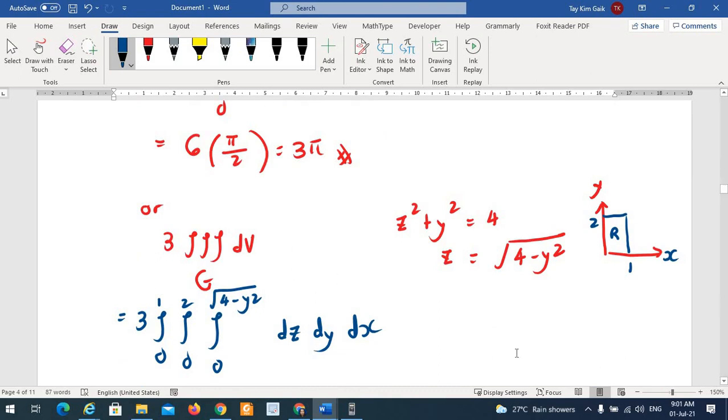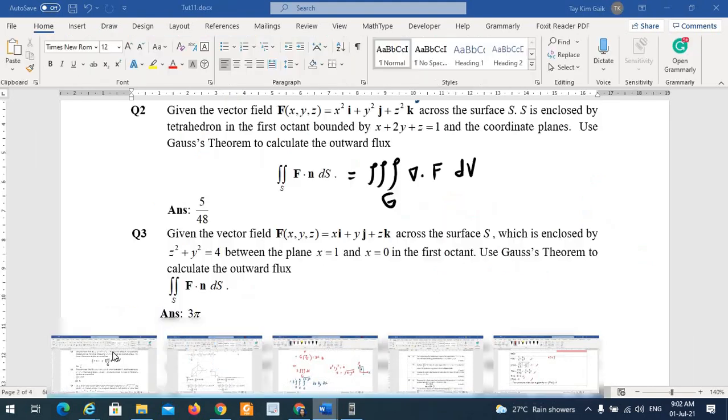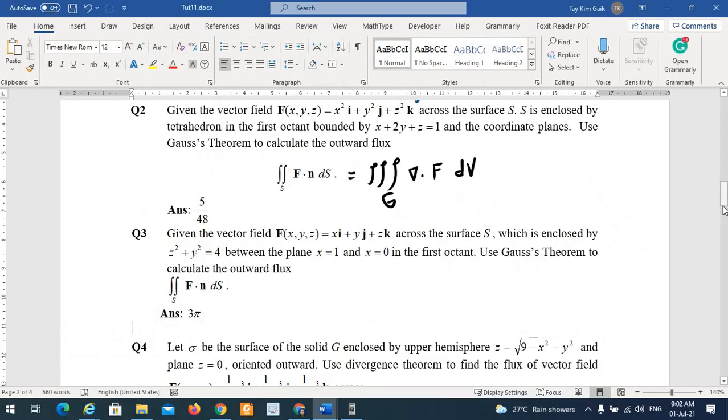So okay, I have shown you two questions for the Gauss theorem. Do you have any questions here? No? Okay. We move to the Stokes theorem.